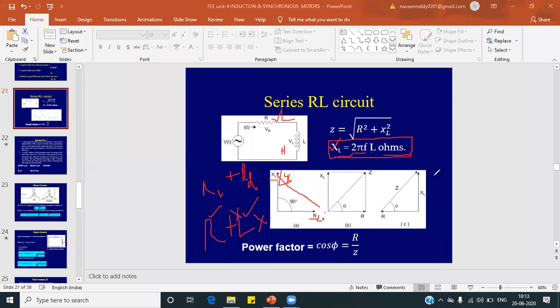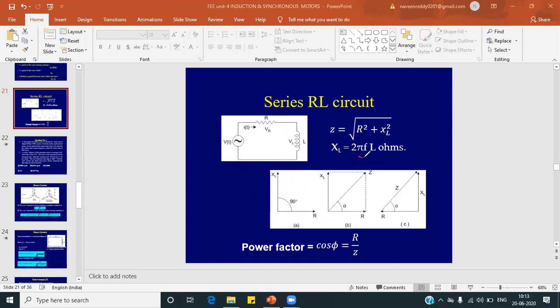So if you do phasor sum, what do you get? You get Z. If you see, this is like a right-angled triangle with a hypotenuse, which is the square root of side squared plus side squared. That is R square plus XL square. That is Z square equal to. So Z is equal to square root of R square plus XL square. What is XL? 2 pi FL.